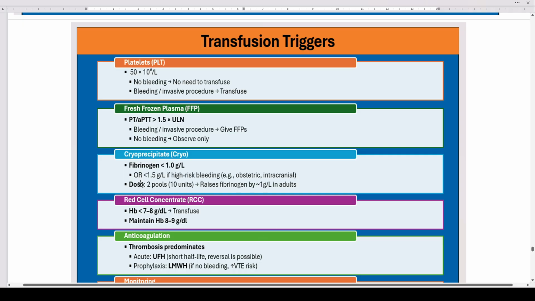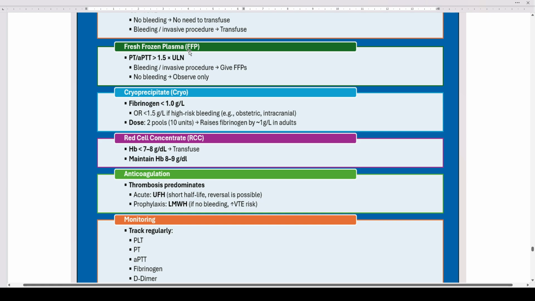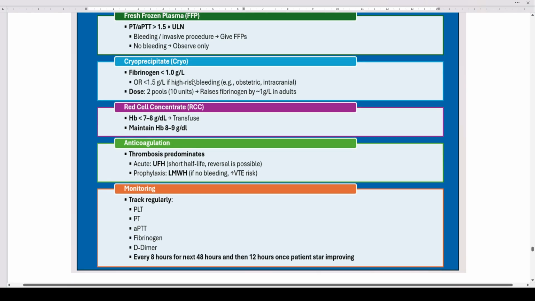Okay, these are the transfusion triggers in case of DIC. I have added it for the heme residents, but you can just see if the platelet count is less than 50, but the patient is not bleeding, no need to transfuse in that case. But if the patient is bleeding and there is some invasive procedure, then you have to transfuse the platelets. Okay, for FFPs, if the PT or APTT is prolonged more than 1.5 times the upper limit of normal, and the patient is bleeding or there is need of some invasive procedure, then we have to give FFPs to the patient. Okay, if there is no bleeding, then observe only.